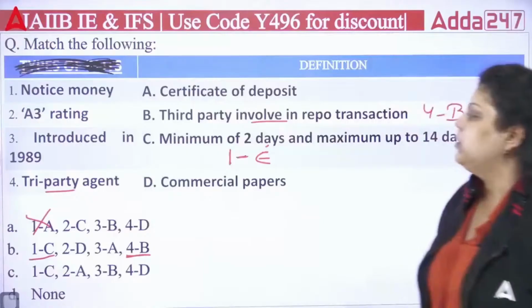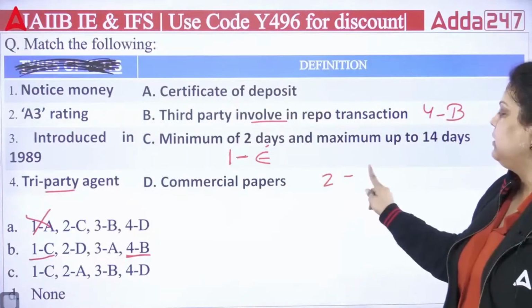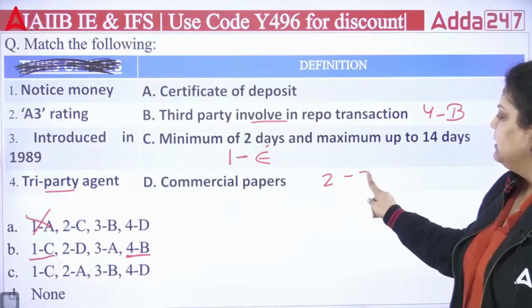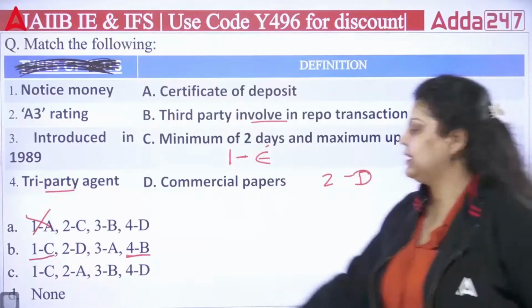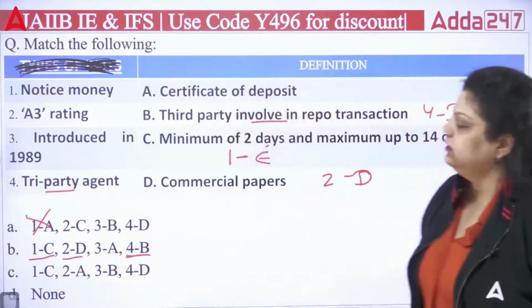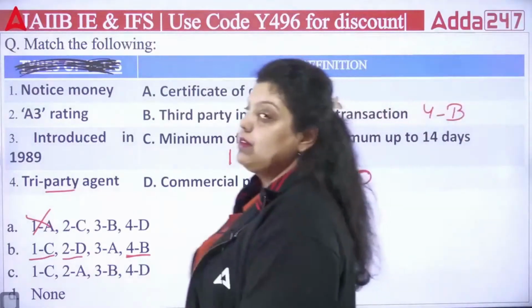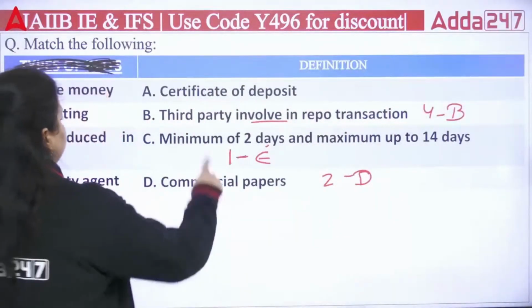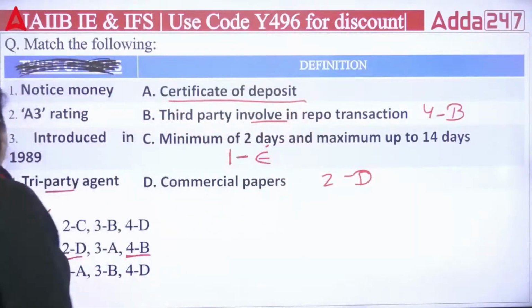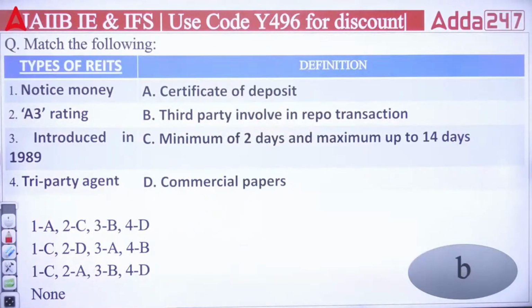If we talk about A3 rating, it will be related to what? Commercial paper. So second will be your D, and second is D. So remaining is the third, that is, introduced in 1989. What was introduced in 1989? Certificate of deposit. So the right answer will be your B option. Correct. The right answer we have is B.